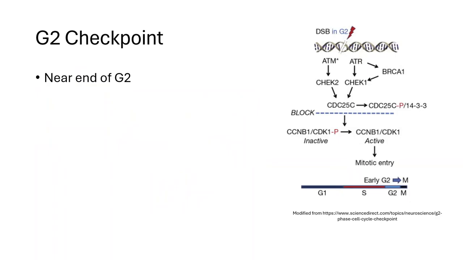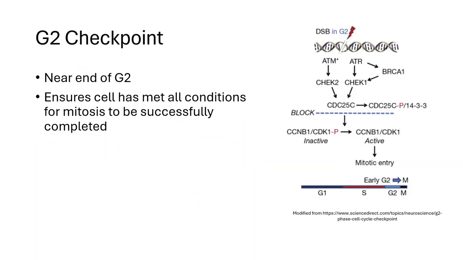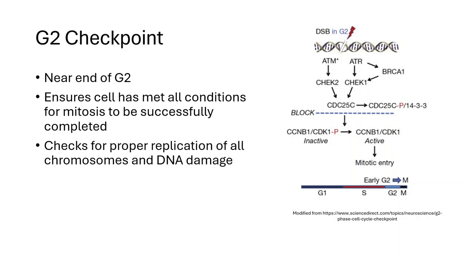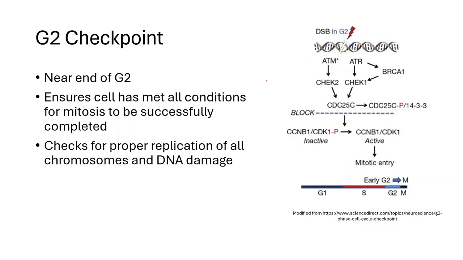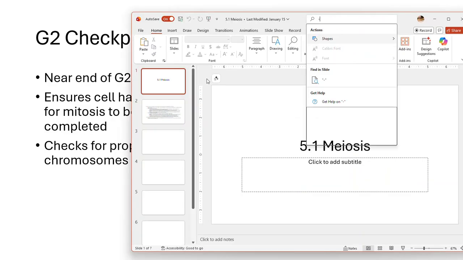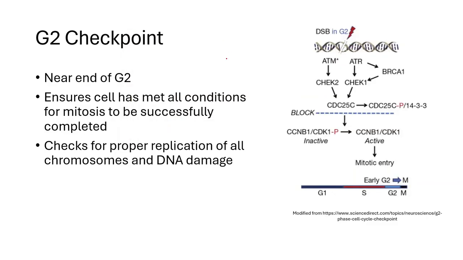The G2 checkpoint happens towards the end of G2. And it is going to ensure that all conditions are met so a cell can successfully complete mitosis. So a really big thing is to make sure that S phase completed properly and that all of the DNA was replicated. Another thing that's important is to check for any damage in DNA. So here what you're seeing, apologies, is actually a double-stranded break. That's what that DSB stands for, and I do not know why it is doing that.